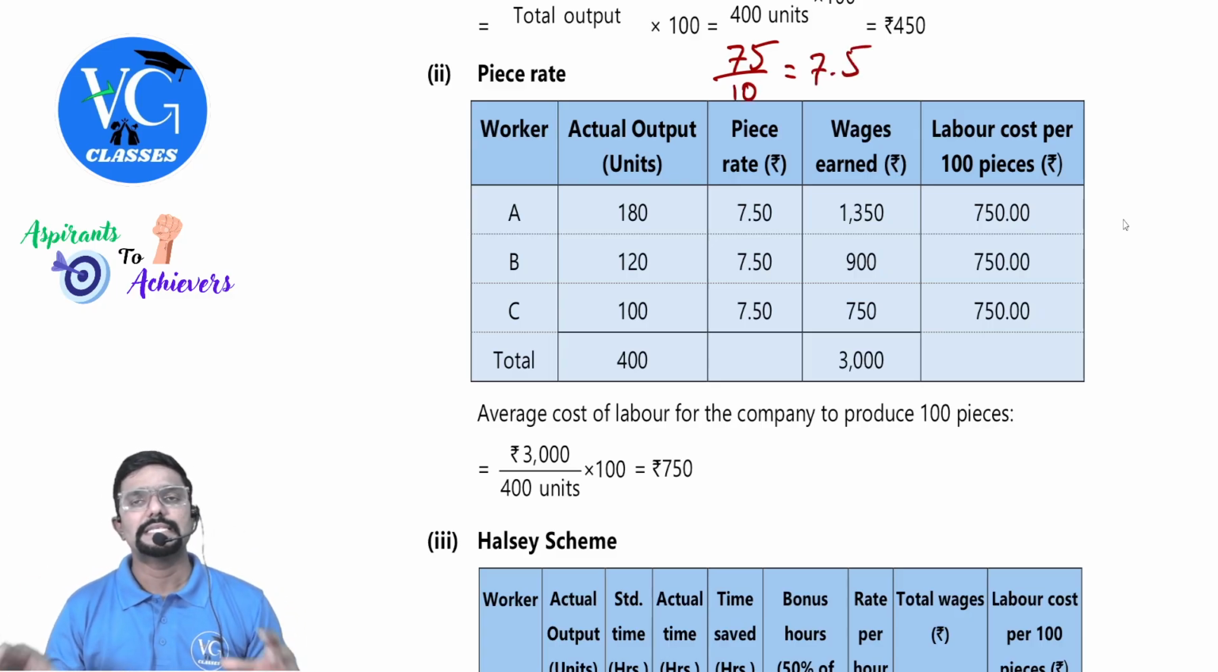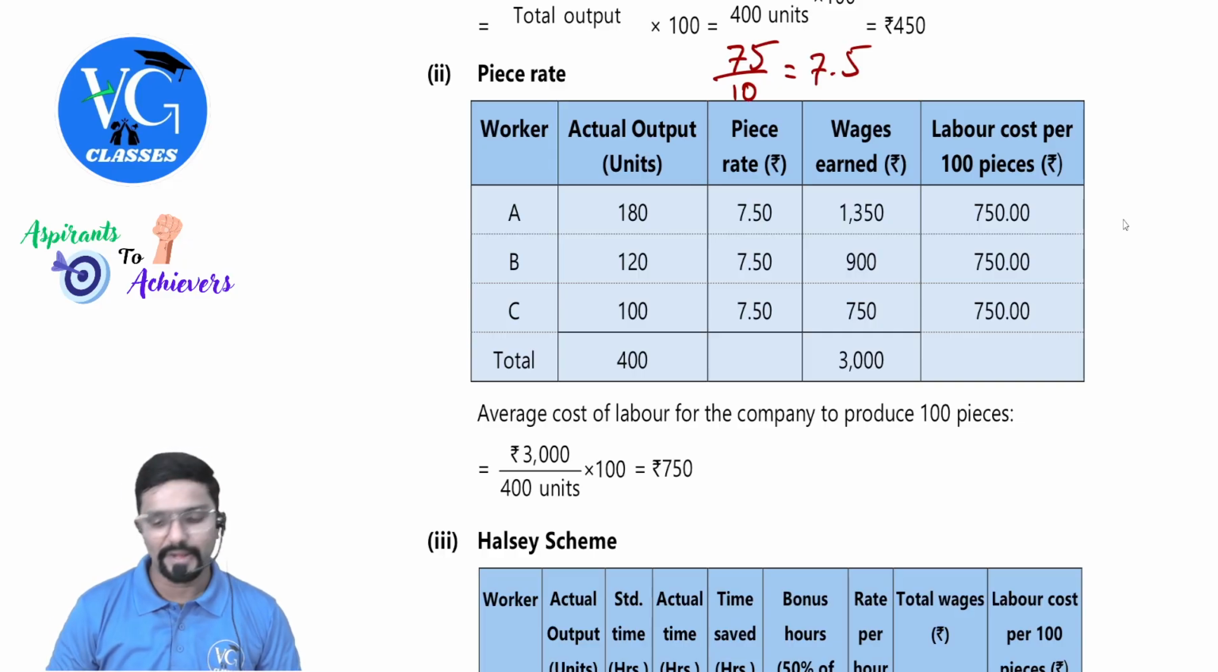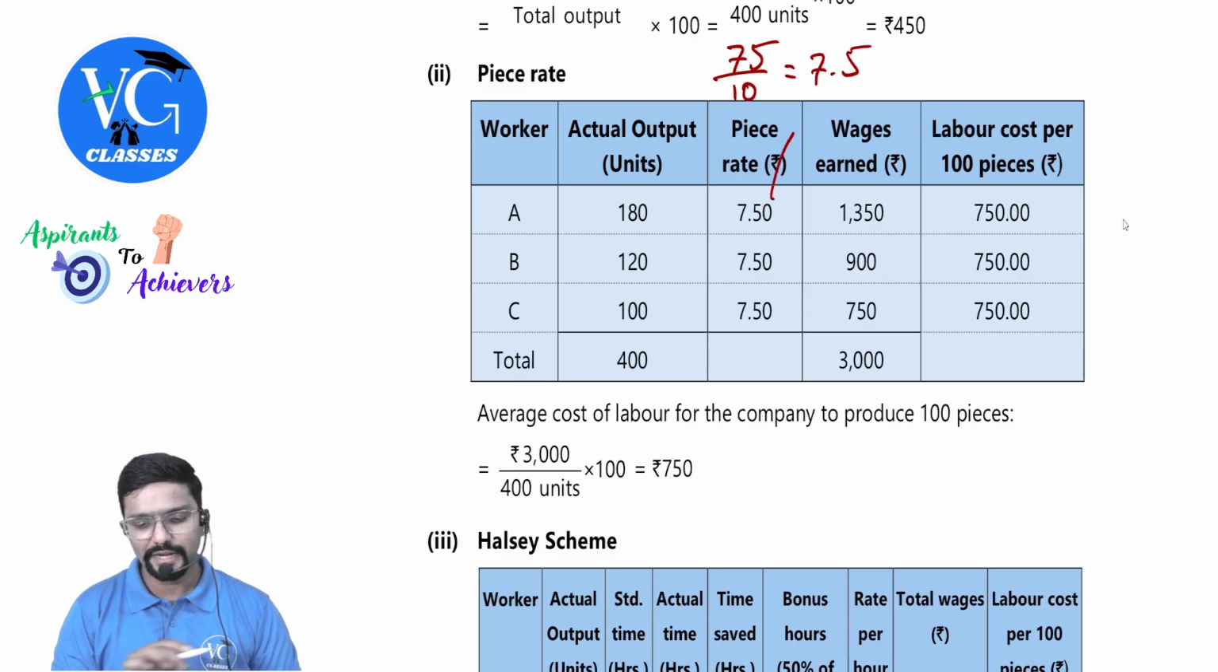So hourly per unit, what is the cost? 7.5. I repeat it. 75 rupees is the rate per hour. In 1 hour, you are supposed to produce how many units? 10 units. So what is the rate per unit? 75 divided by 10, 7.5. It is always good to show how you got it, guys. Don't straight away write 7.5.